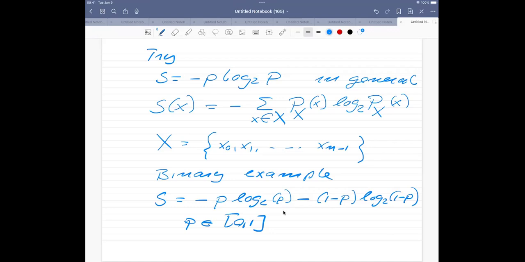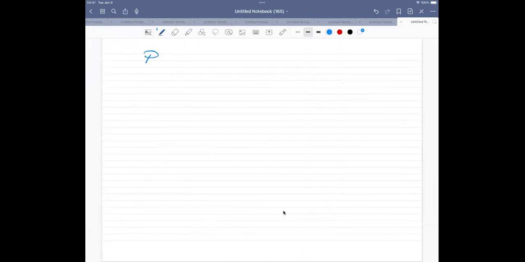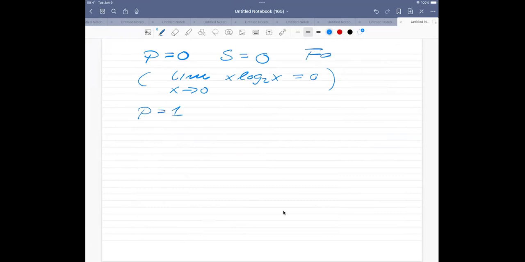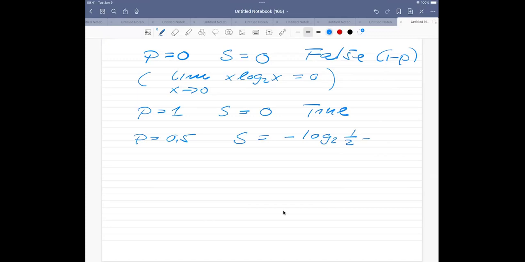Now what I see now, if I make a plot here, is the following. So when P is equal to 0, then S is equal to 0. Because what I have is that the limit of x going to 0 of x log 2 of x is equal to 0. Then if I choose P equal to 1, so this is my false case, which is 1 minus P, uniquely defined. We know it's false, okay? And then if I take P equal 1, then I also see that S equals 0. So that is my true case. If P is equal to 0.5, and I plug in the values, then I find that S is minus log 2 of 1 over 2, which is the same as log 2, base 2, which is equal to 1.